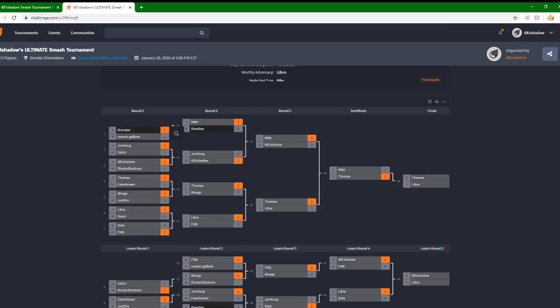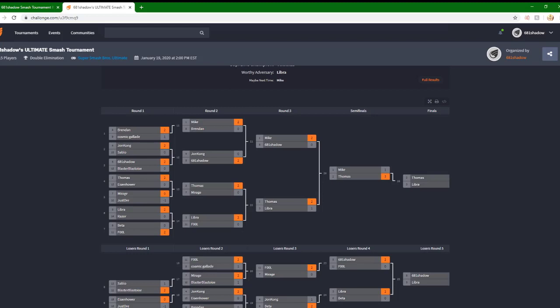Yeah, and because Brendan won twice there, he was able to move on to his next round. Also, because these tournaments are double elimination, I do need to add that. It is double elimination, so because Cosmic Gallade lost here doesn't mean he was out. He did get sent to the loser's bracket down here for a second chance.